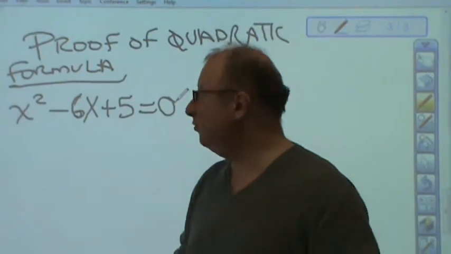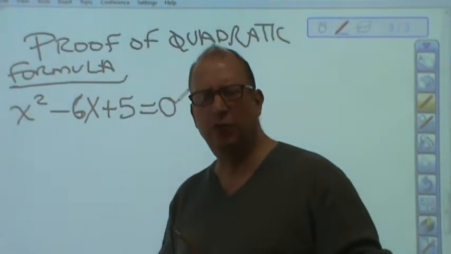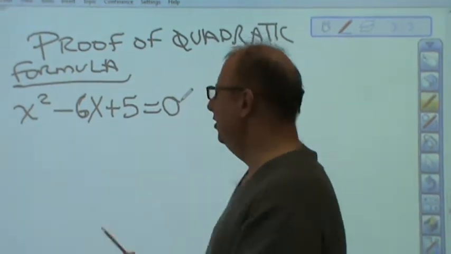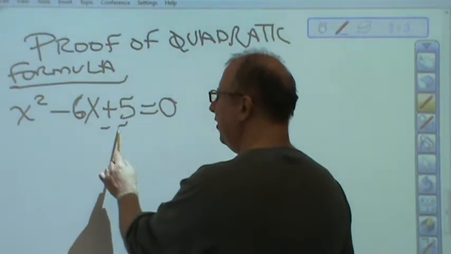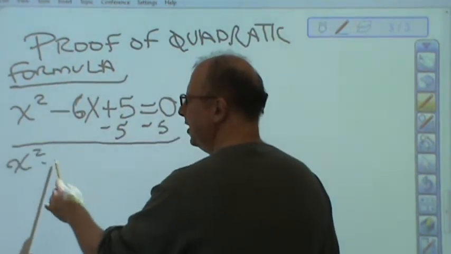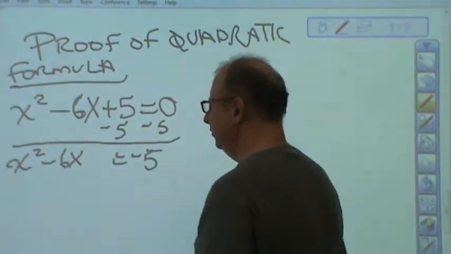Anyway, what I'm going to be doing now is the proof of the quadratic formula. Before I do that, I need to one more time complete the square and go through the process very slowly. Well, if I subtract 5 on both sides, I have x squared minus 6x equals negative 5.